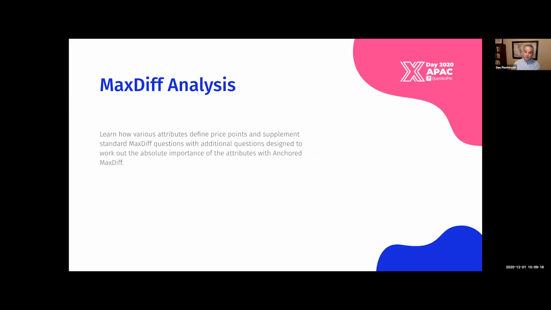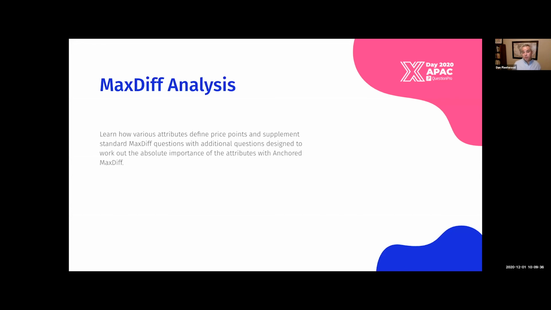Really, you get the absolute importance of, let's say it's 4 different credit cards are offered, and you're asked to pick which one you like most, which one you like least. It gives you the absolute importance, and that's really what the anchored MaxDiff is around.